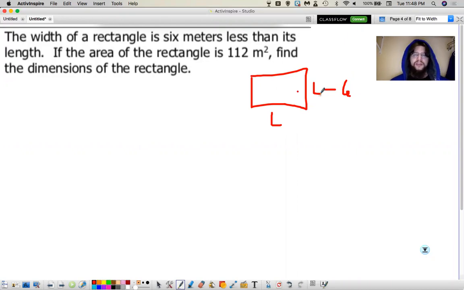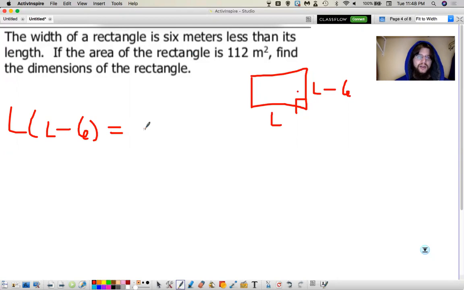All right, so you are expected to know basic geometry formulas. How do you find the area of a rectangle or any parallelogram? Base times height. That must be it. Right angles. So multiply them together: L times L minus 6. That's the area, and the area is 112. Guess what? It's not in standard form. Put it that way, then you're good to go. Distributive property. Subtract 112 from both sides. And there we go. I've got my standard form of a quadratic.